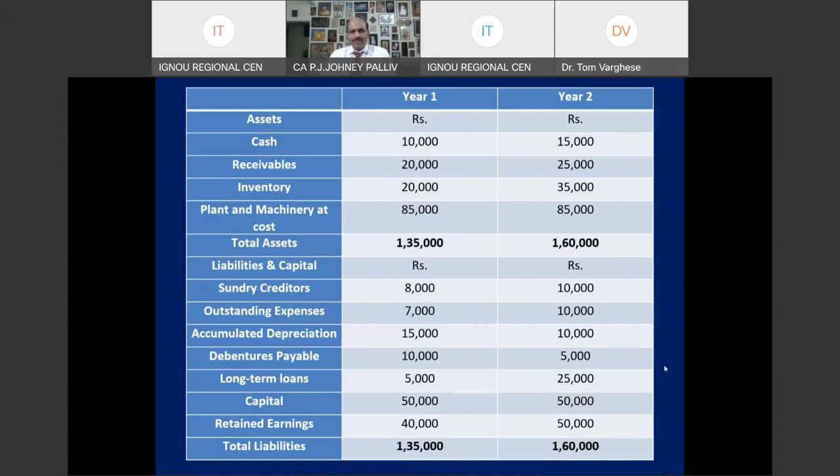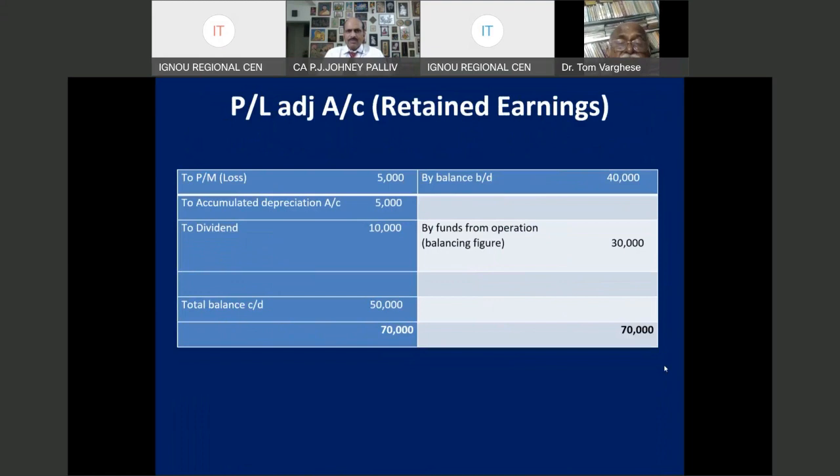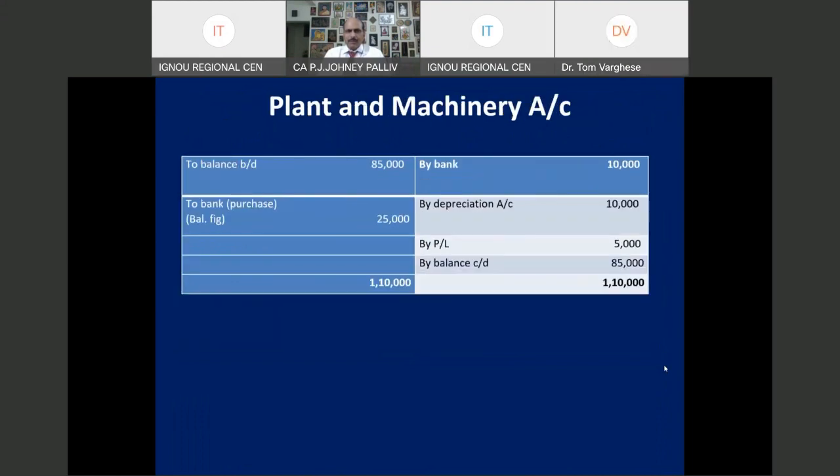Therefore, friends, if you consider this balance sheet, which is given, we have taken all the figures, either in the statement of changes in working capital, or it is shown in the ledger accounts, or it is shown in the statement of sources and application of funds. Therefore, let us see item wise or ledger accounts. One, let us consider plant and machinery first. In the case of plant and machinery, we have opening balance 85,000, closing balance 85,000.